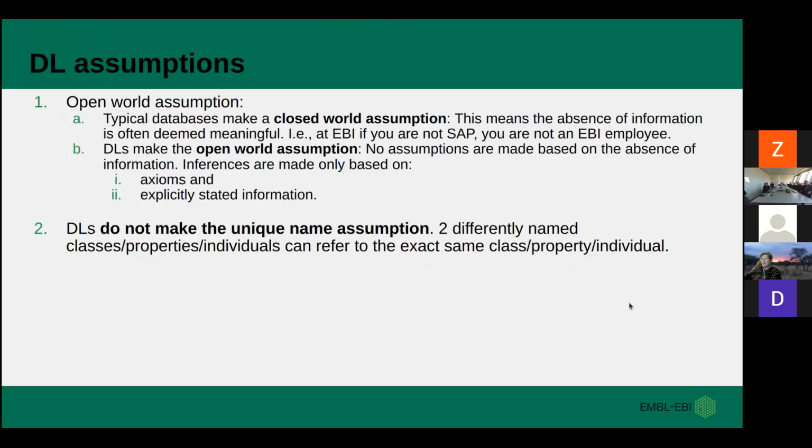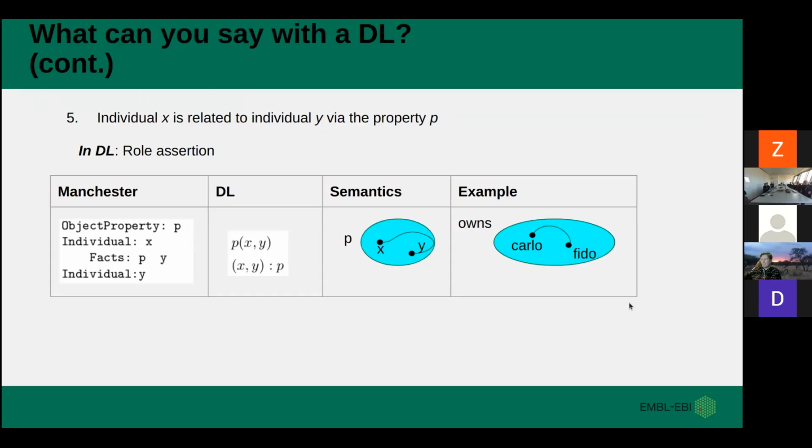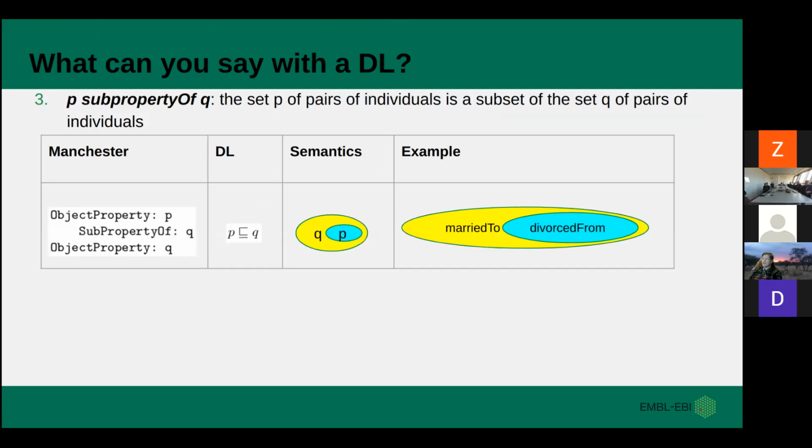This might be helpful, just to interject quickly. If you're used to looking at functional syntax, it looks like the top bit of DL there, pretty much. So it would be owns Carlo Fido, for P, x, y. Yeah, just so that. Well, we have to look at functional syntax when we look at diffs.